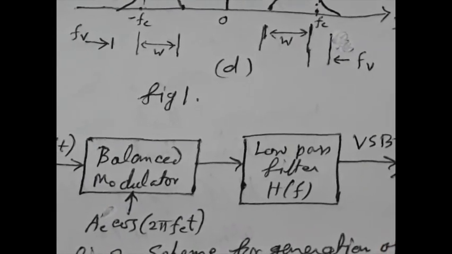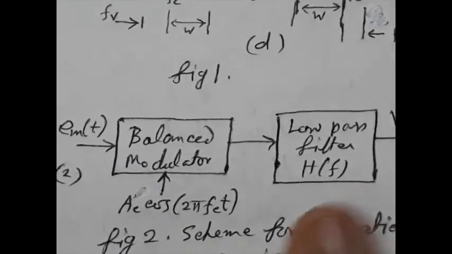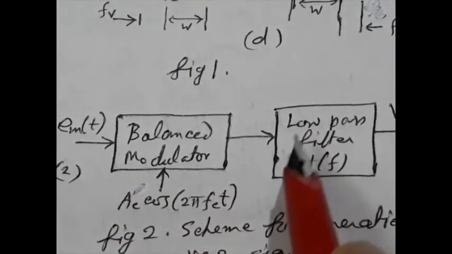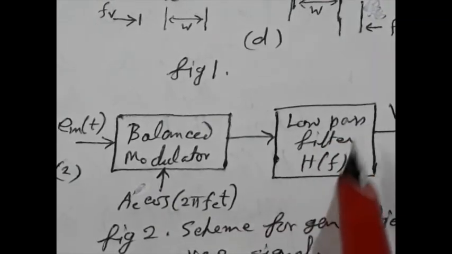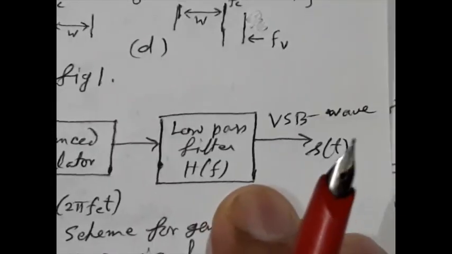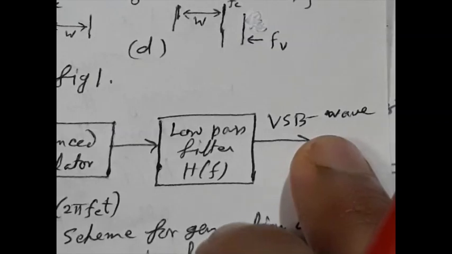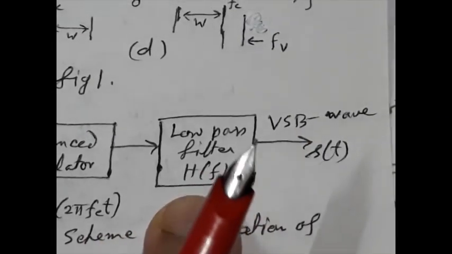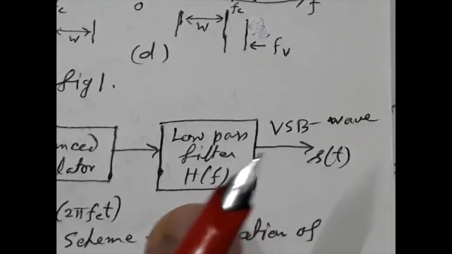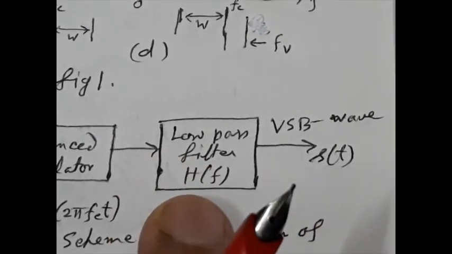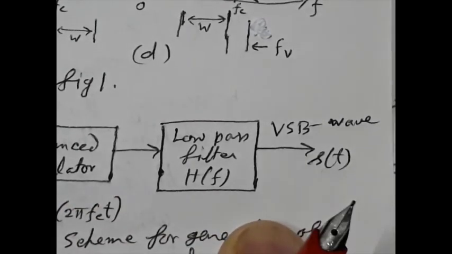And for that we have to use this type of system. A balanced modulator will produce a DSB-SC, and we will use a special low pass filter so that we will get a VSB. The special type of filter will be used to get this VSB. And we are not going to discuss the derivation of this filter. This particular scheme was originally developed for the transmission of television.